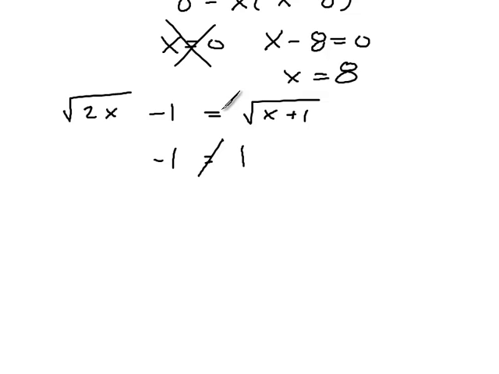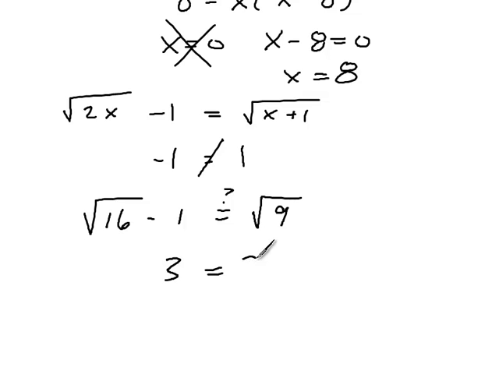If we plug in 8, we have the square root of 16 minus 1. Does that equal the square root of 9? Square root of 16 is 4. 4 minus 1 is 3. Square root of 9 is 3. So that works. So x equals 8 is our solution. Alright, very good. So that's it for solving square roots.